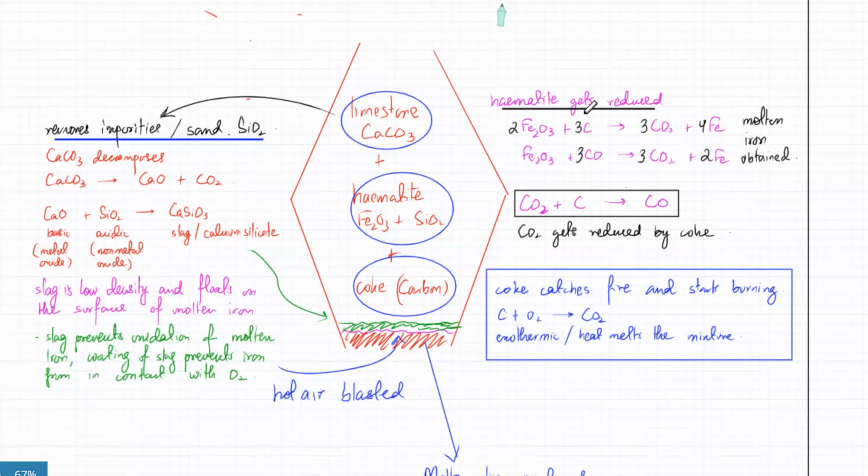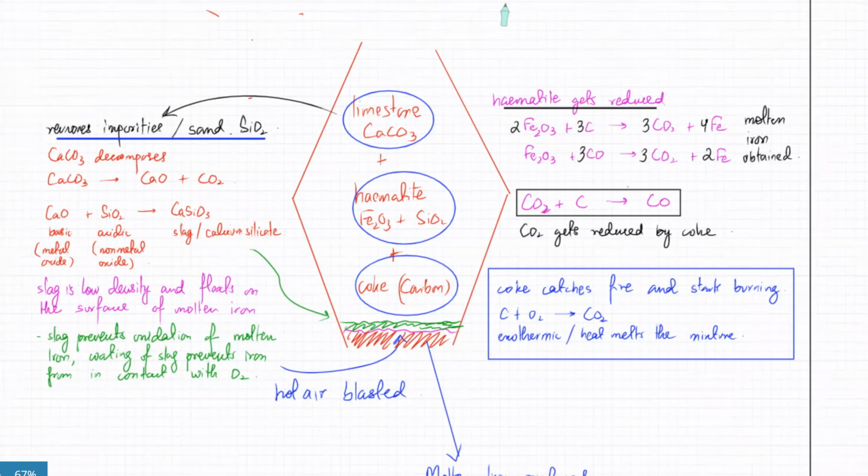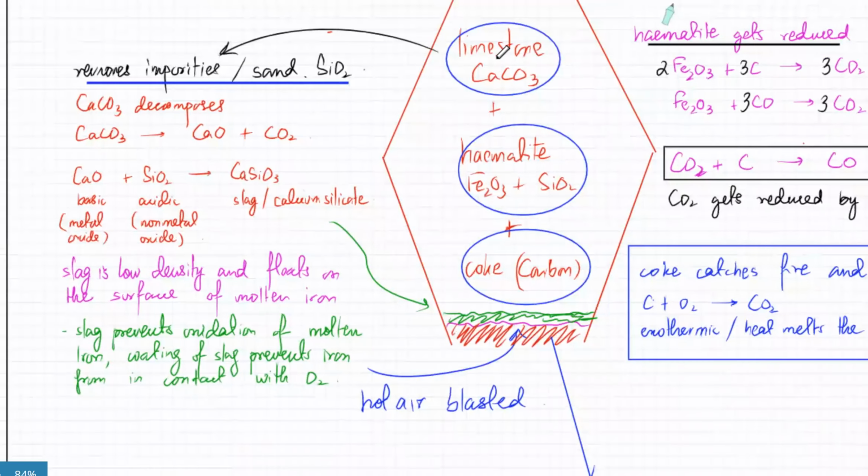So what you wanted was the carbon or the carbon monoxide to react with hematite, iron oxide. Carbon being more reactive, it's going to take away the oxygens and iron is going to be produced. The same happened with carbon monoxide. It turned into carbon dioxide and iron is produced. The purpose of limestone was that you wanted to remove impurities like sand.